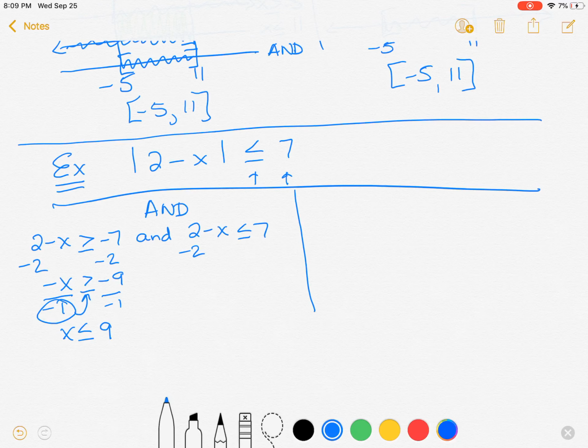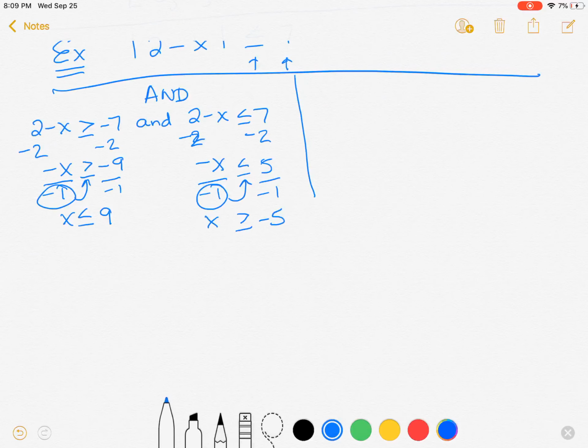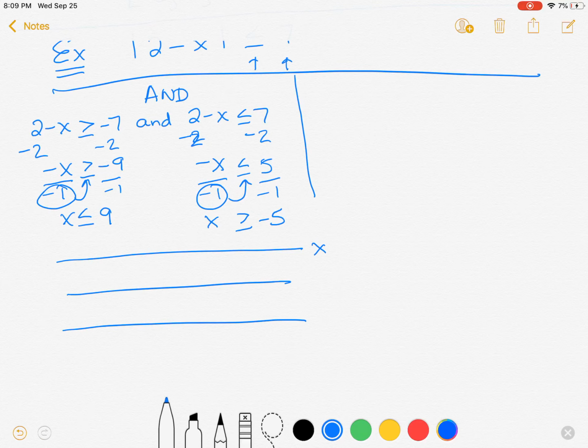On the right-hand side, if I subtract 2 from here, and I'm going to subtract 2 from here, I've got negative x less than or equal to 5. Then I'm going to divide by negative 1 on both sides. But because I divided by negative 1, I have to flip the inequality sign. And I get greater than or equal to negative 5. So when I come down here and do my 3-line method, I've got x less than or equal to 9, x greater than or equal to negative 5, and then the and as my answer.